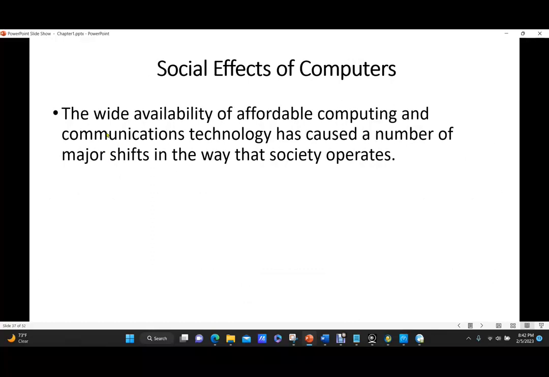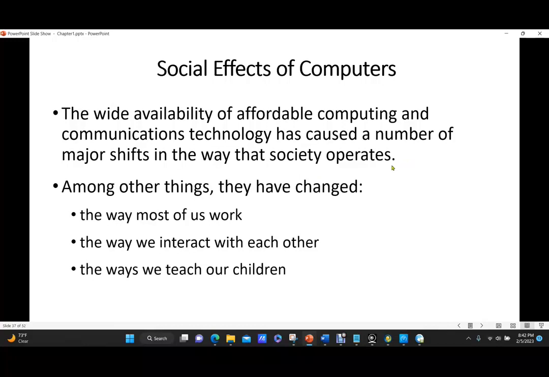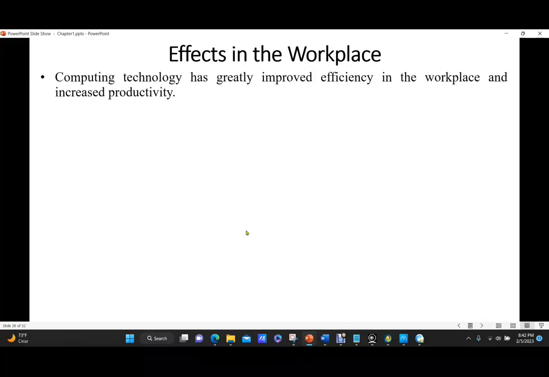The wide availability of computers and communication technology has caused a number of major changes in the way our society operates. Things that these have changed include the way we work, the way we interact with each other, the way we teach our children, our education system.